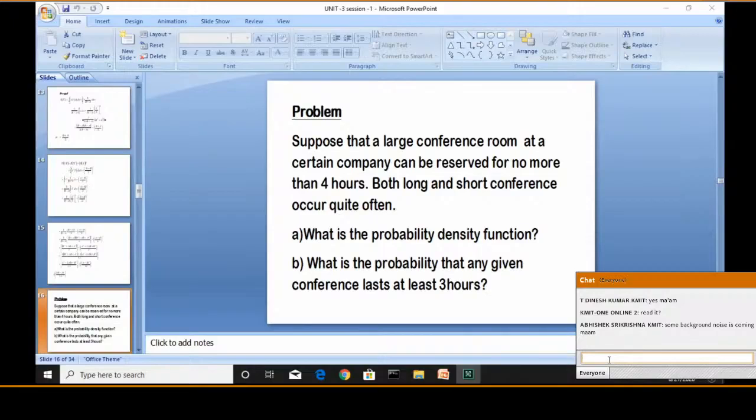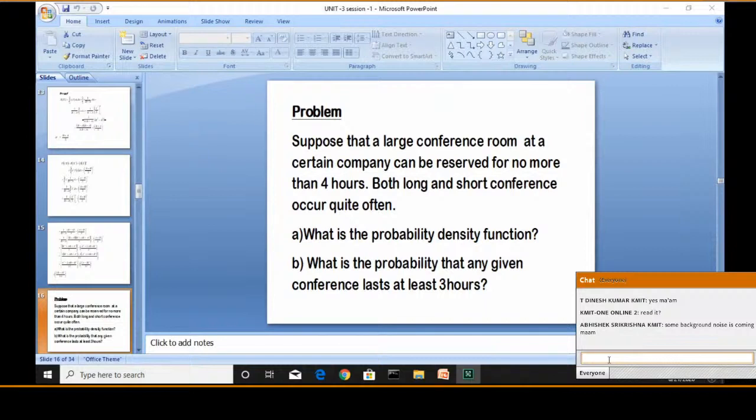Okay. So, the problem, you read it. How many of you can try yourself first itself? Suppose that a large conference room at a certain company can be reserved for not more than 4 hours. Both long and short conferences occur quite often. What is the probability density function? I can give you the answer immediately, but it is not like that. You should read the question first.